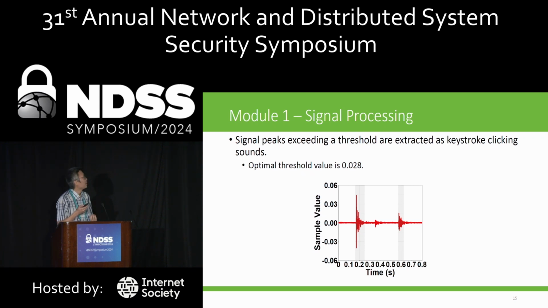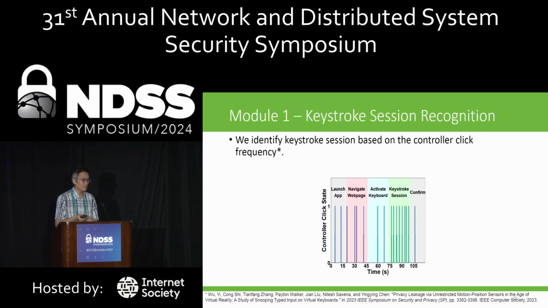Basically, what we did is we identify the signal peak, and then from the signal peak, we extract the temporal data segment surrounding it and consider that as the keystroke clicking sound data. We also need to identify the keystroke section when the user interacts with an application. But fortunately, we see that in the keystroke section, the pattern is more rapid but steady compared with other sections like launching the app or navigating the web page.